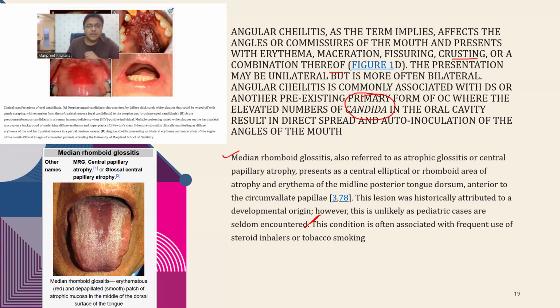Now the next option, which was median rhomboid glossitis. So this is a picture of median rhomboid glossitis. It is also referred to as atrophic glossitis or central papillary atrophy. It presents as a central elliptical or rhomboid area of atrophy and erythema of the midline, posterior tongue dorsum, anterior to the circumvallate papilla. This lesion was historically attributed to a developmental origin. However, this is unlikely as pediatric cases are seldom encountered. This condition is often associated with frequent use of steroid inhalers or tobacco smoking. So we can say that in these cases also the Candida albicans infection is concurrently there.